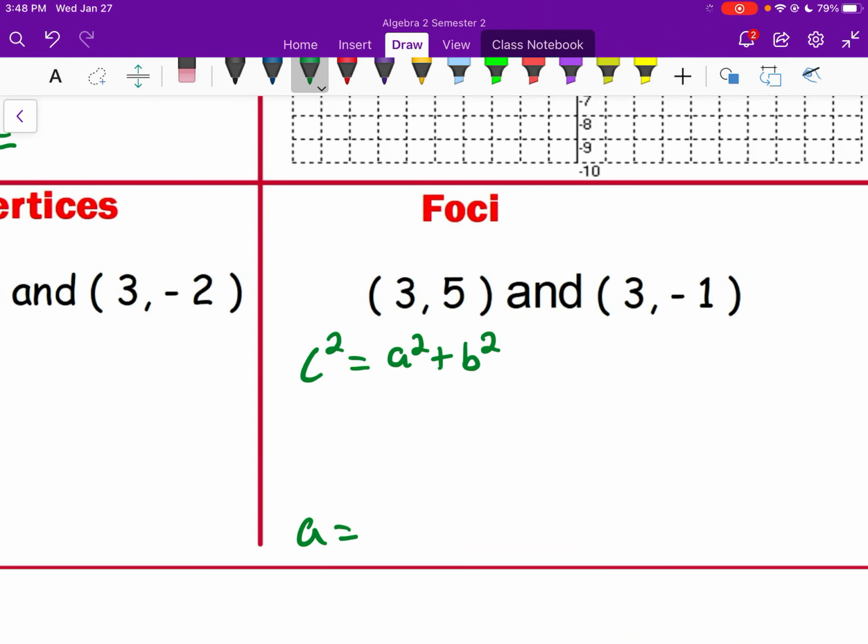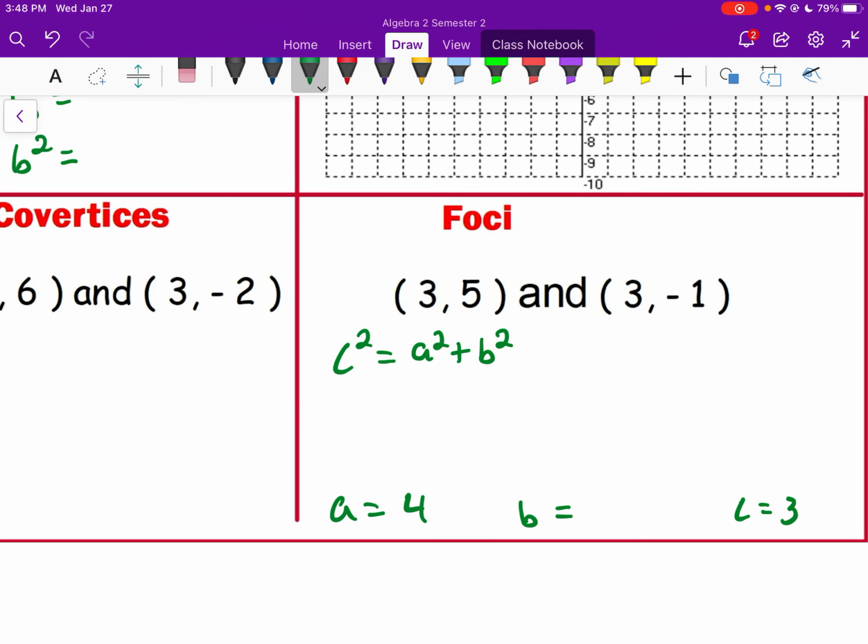So let's just write a, b, and c here. We said c was 3, and we had an a of 4. So from that, plug it into the formula of c squared equals a squared plus b squared. We're going to get 3 squared is equal to 4 squared plus b squared, or 9 is equal to 16 plus b squared. Okay, bringing that over, you're going to get negative 7 is equal to b squared.